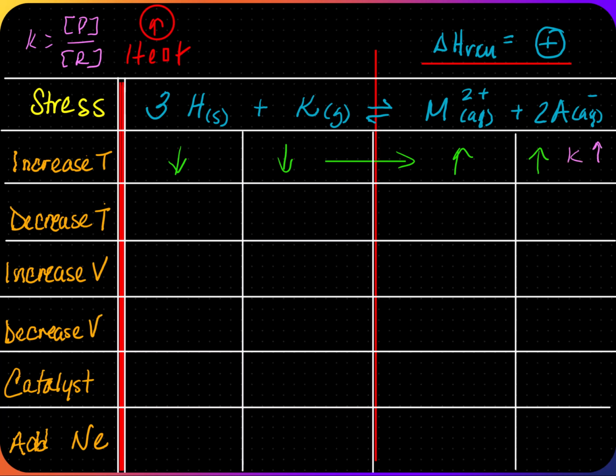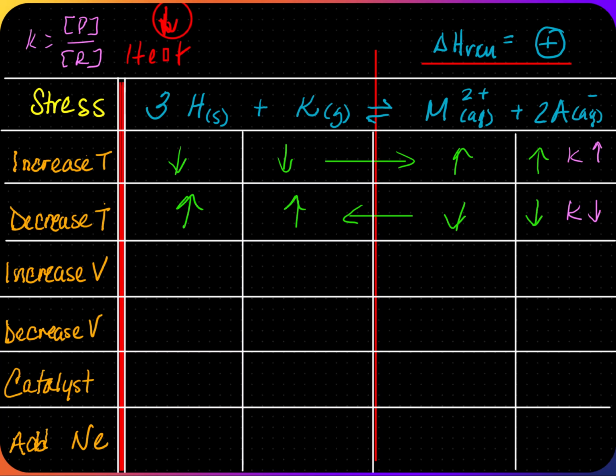In the second one, there's a decrease in temperature. So my temperature is decreased. So when it's decreased, we want to increase it. So we're going to shift towards the removal. So that means we're going to shift towards reactants. My reactants are going to increase. My products are going to decrease. And my K is going to decrease because there is more reactants, and the reactants are denominators.